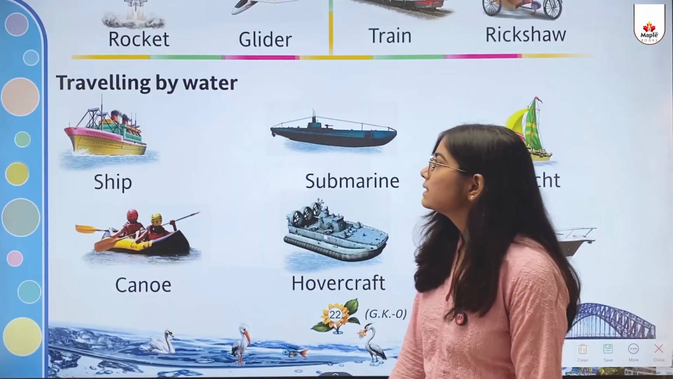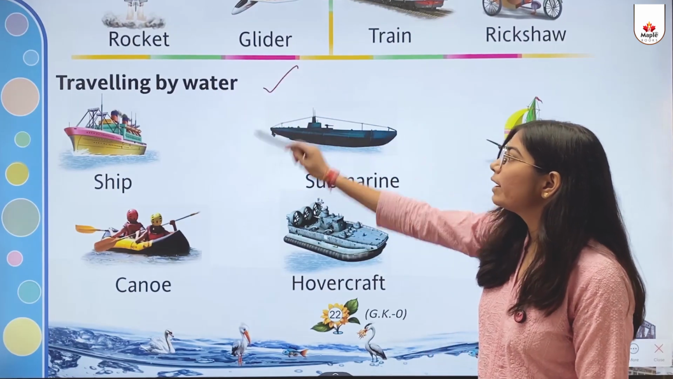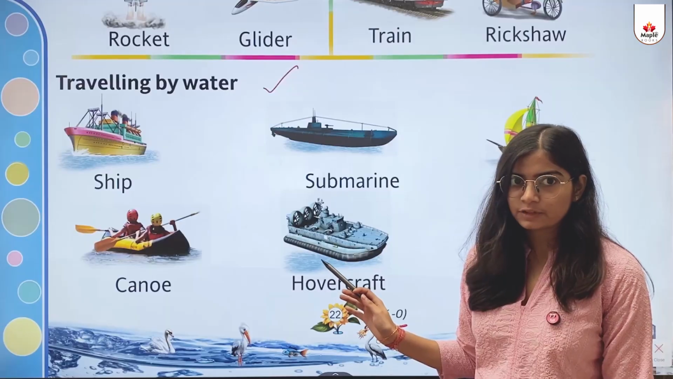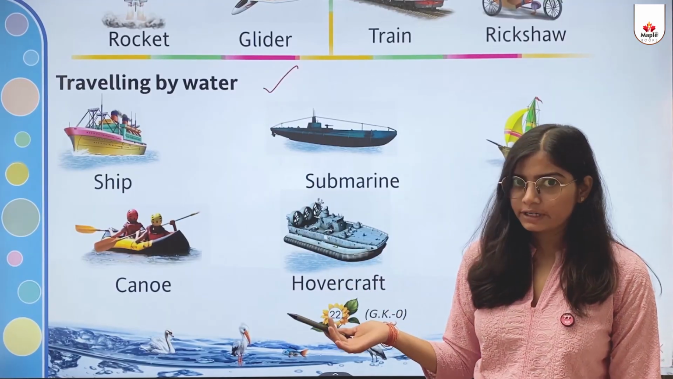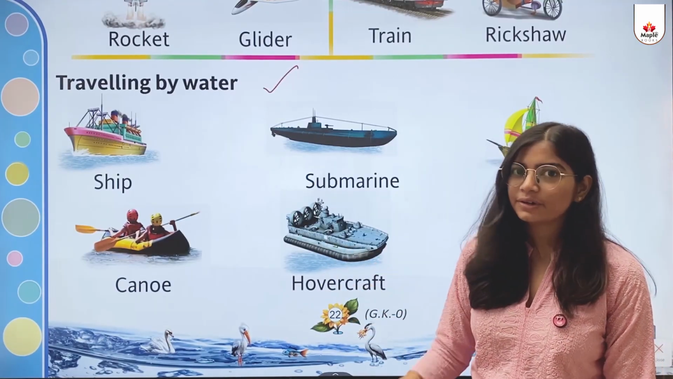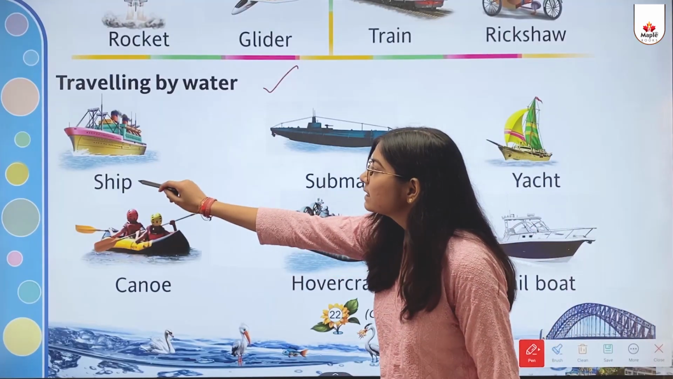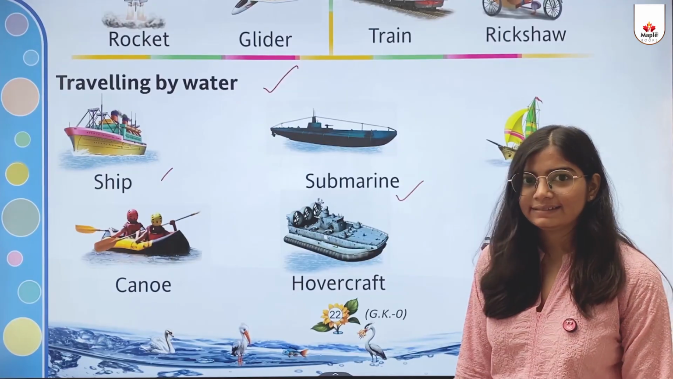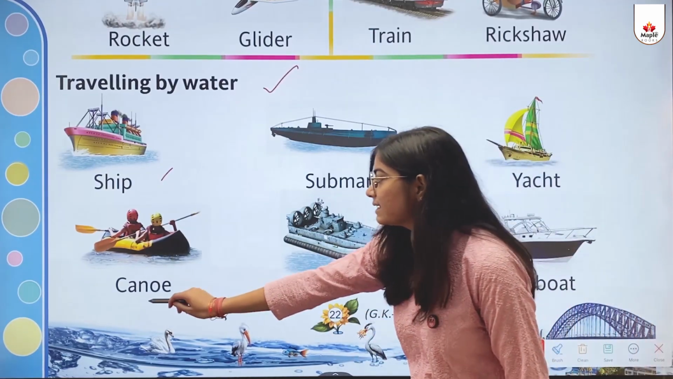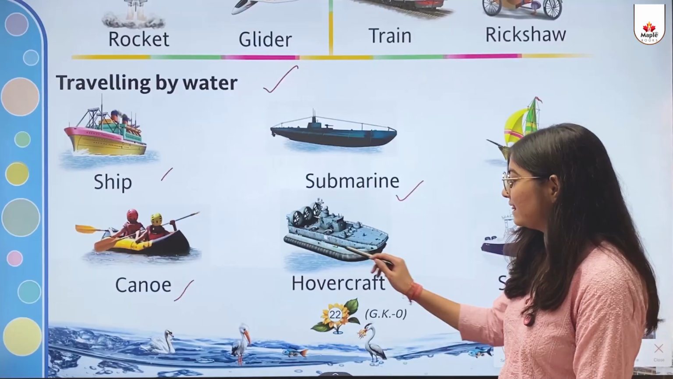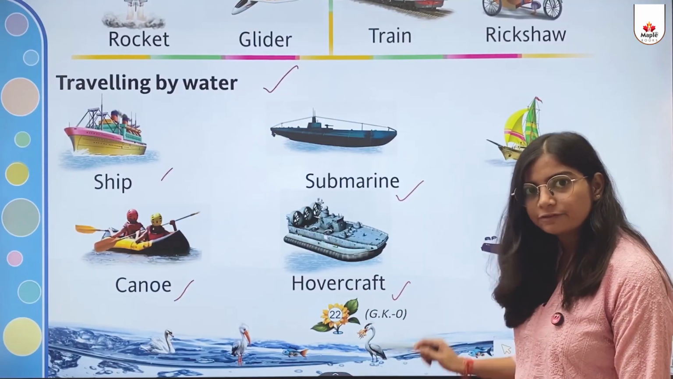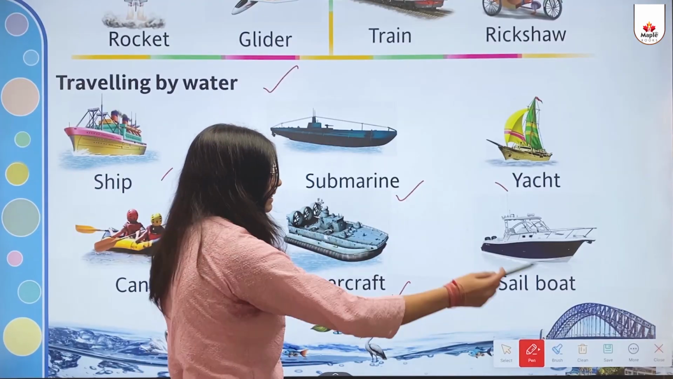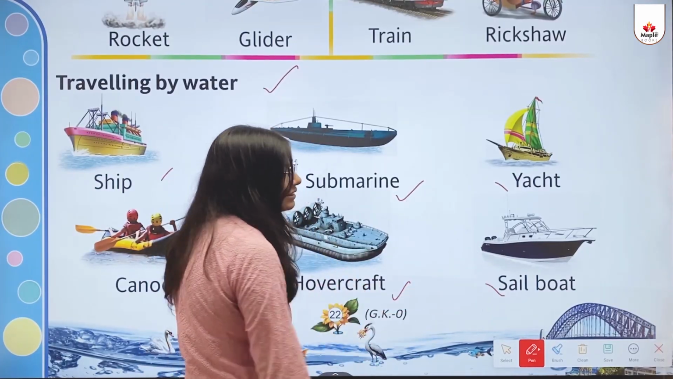Okay? Now, traveling by water. So, again we have different means of transport which is used in water. We have some examples here. Okay? Now, this is ship. And this one is called submarine. This is canoe. And this one is hovercraft. This one is yacht. And this one is sailboat.